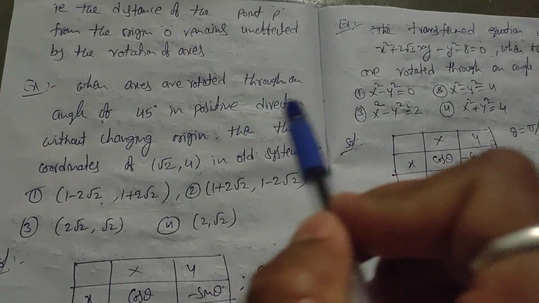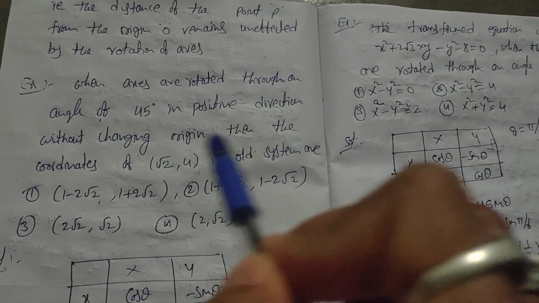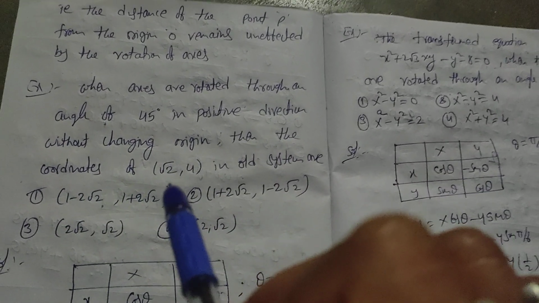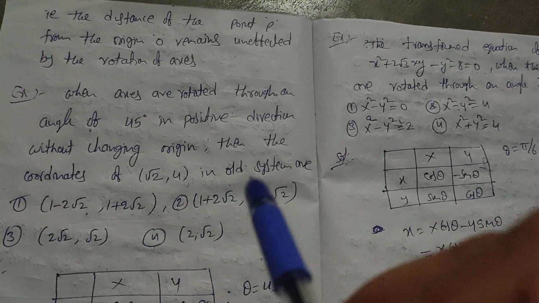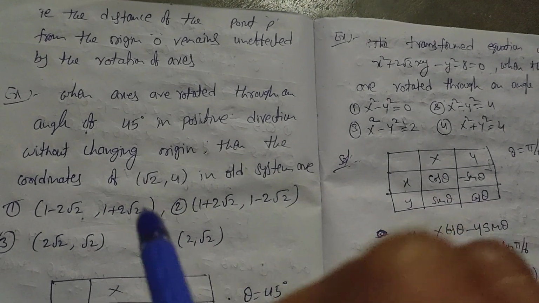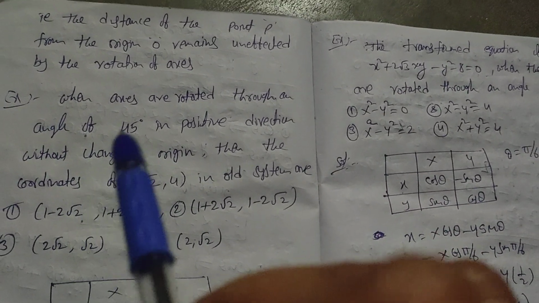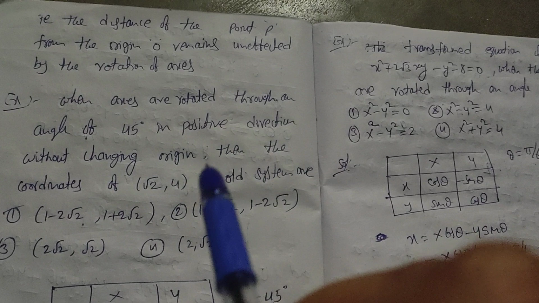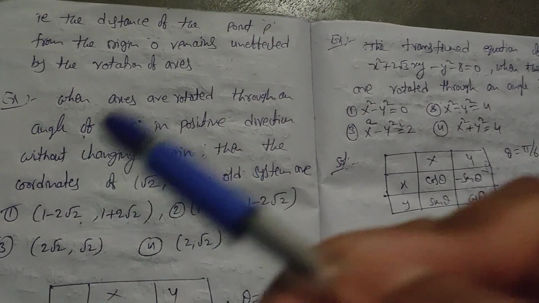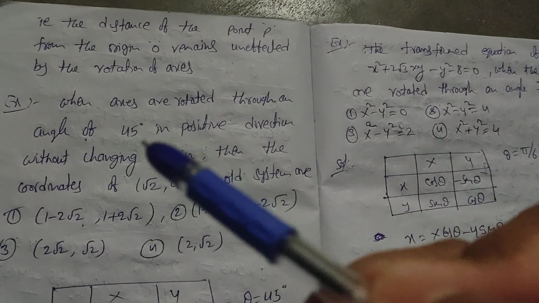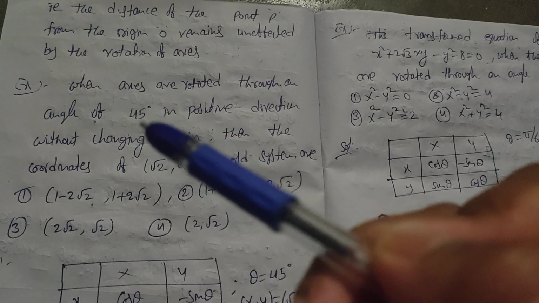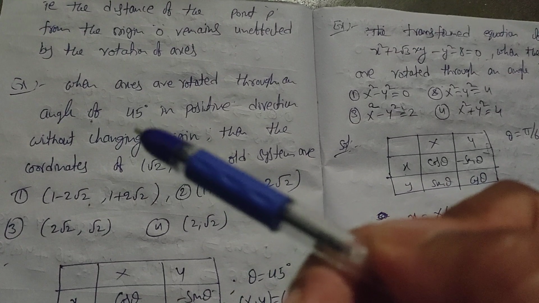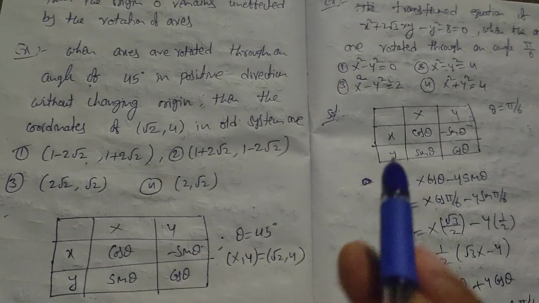When axes are rotated through an angle of 45 degrees in the positive direction without changing the origin, then the coordinates of (root 2, 4) in the old system are, that means if you rotate the system by 45 degrees in the positive direction. What is the meaning of positive direction and negative direction? If they give positive direction, you take theta equal to 45 degrees. If they give negative direction, you take theta equal to minus 45 degrees. That is important to remember.